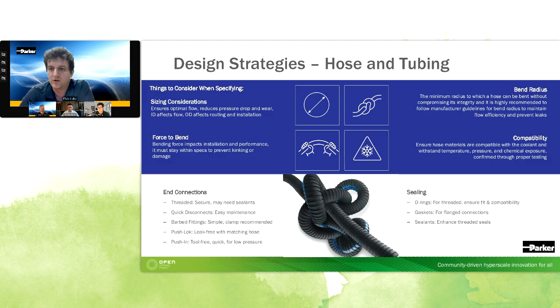So whenever you're sizing a hose up, you have the right ID, you know your bend radius is going to work for you, it's compatible with your refrigerant or your water. You want to look at your end connections. How is this hose going to terminate? And that becomes very important because there are different end connections and different terminations, depending on what you are trying to achieve with this hose.